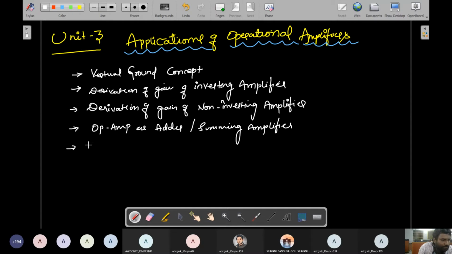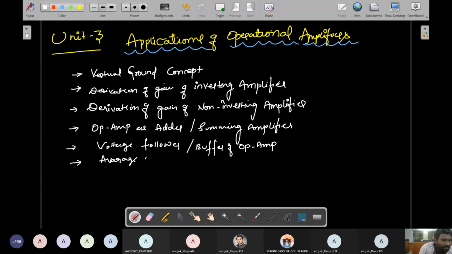And the next topic is voltage follower or buffer of op-amp. Voltage follower or buffer, whatever, it is the same. And the next topic is average of op-amps.